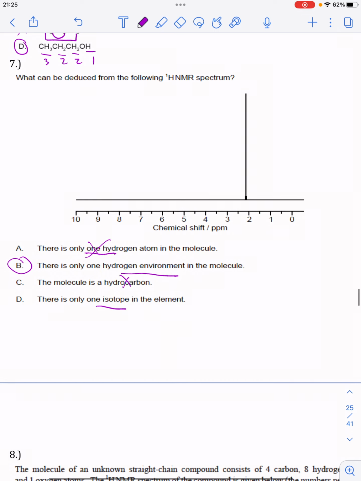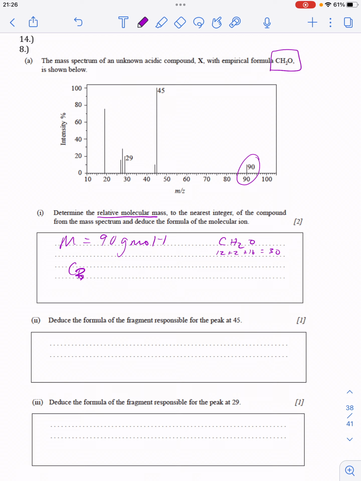Well, the molecular ion is just the molecule, but with a positive charge. So if our empirical formula is CH2O, it weighs 12 plus 2 plus 16, it weighs 30. And the molar mass is 3 times that big, so that means it's C3H6O3. So that's the molecular formula, and if I put a positive charge on it, that is the formula of the molecular ion.